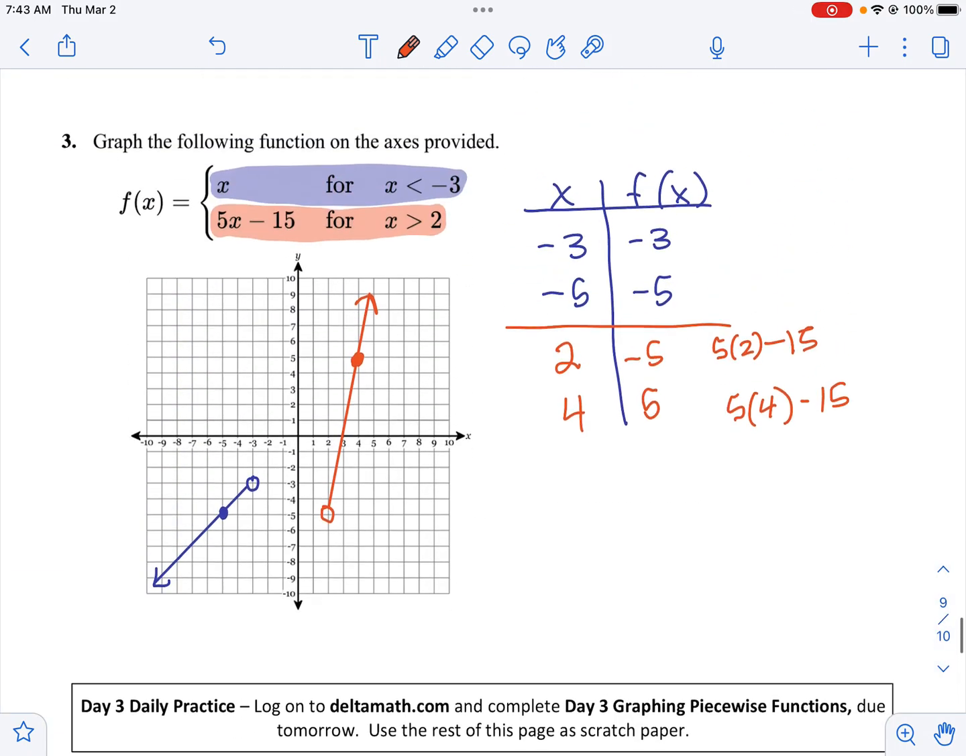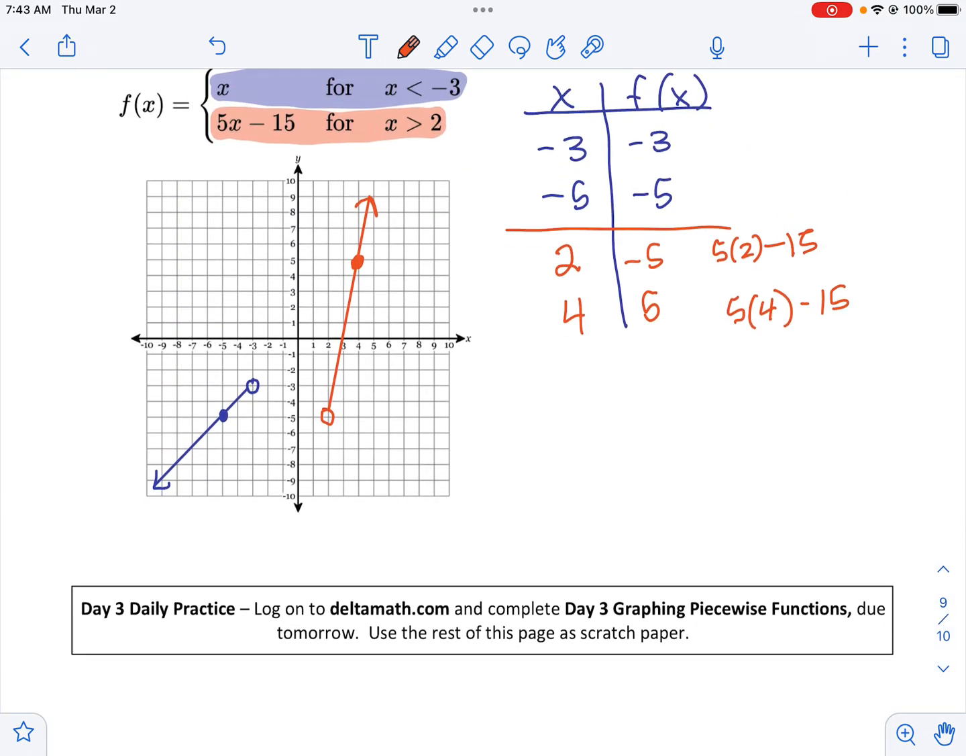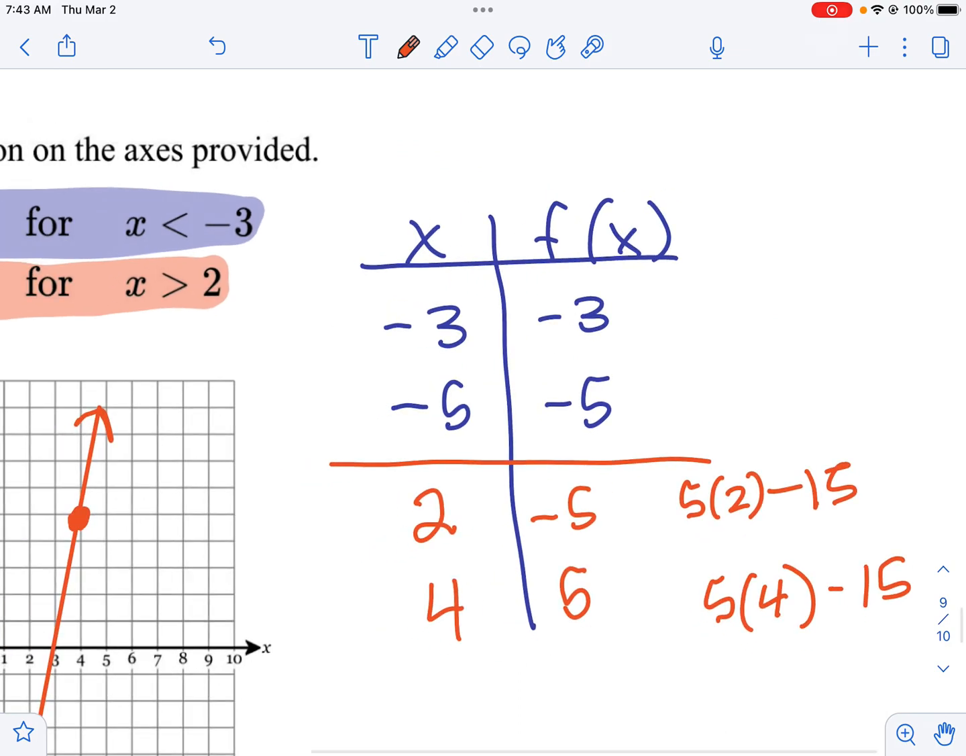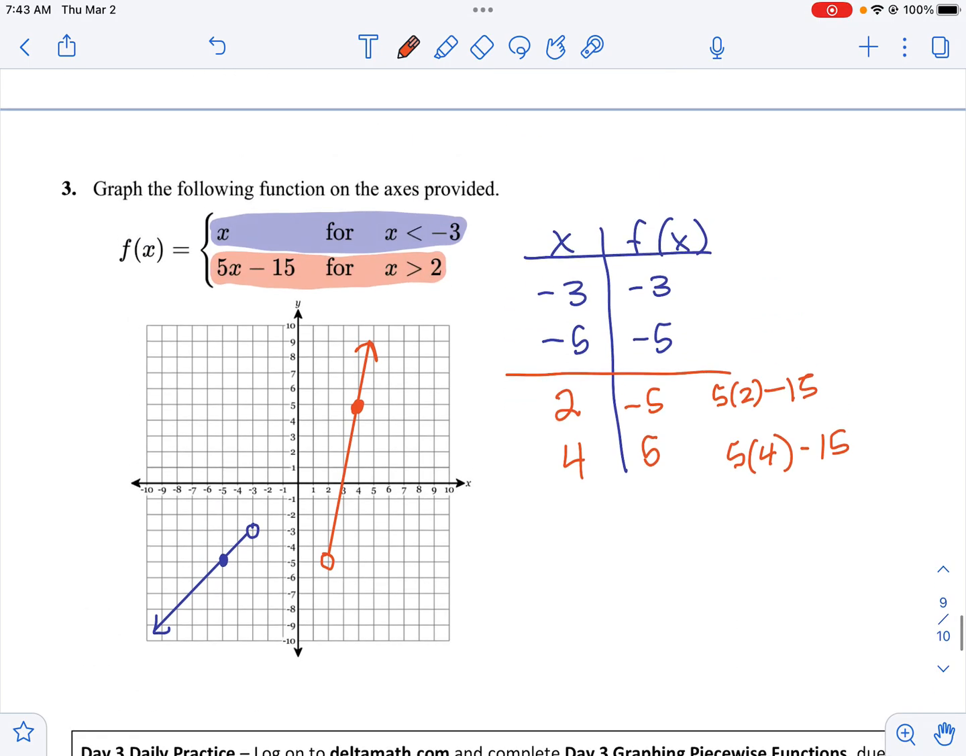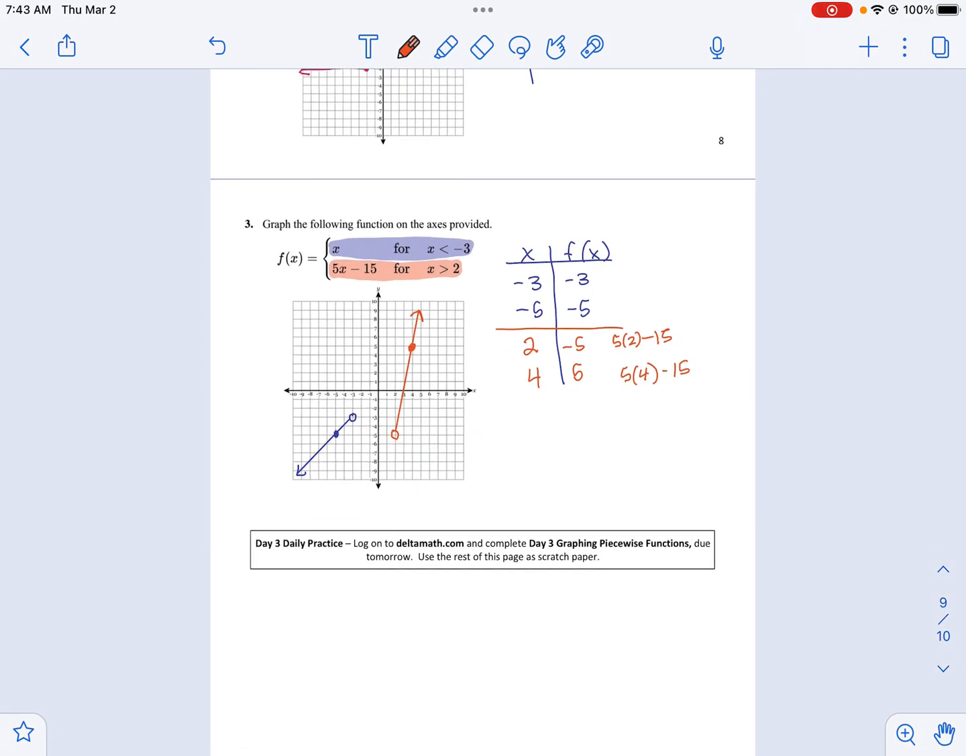There's some scratch paper here. We'll be doing it on Delta Maths, but in order to make the table to graph the coordinates, you probably want to use the scratch paper here. Remember, you'll use an open dot if you don't see an equal sign, and you need at least 2 points to graph a line. Okay, so do day 3 graphing piecewise functions for tomorrow.